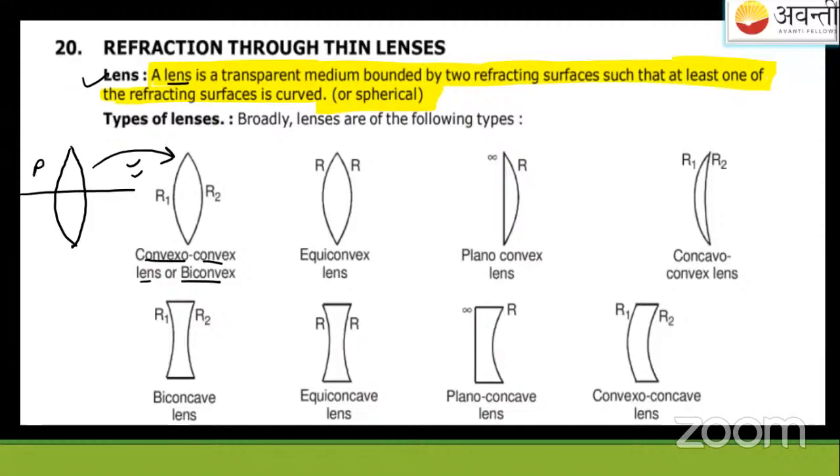Okay? It gives you this kind of thing that is a convex lens or biconvex lens. It is also named an equiconvex lens. Equi means equal radius of curvature, radii of curvature, that is R1 equals R2 equals R. Both of these lenses are here on your screens.